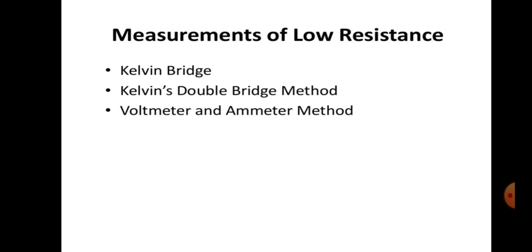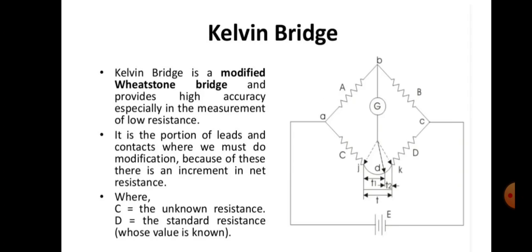Now the next point is measurement of low resistance. Low resistance can be measured by using these three methods: Kelvin bridge, Kelvin's double bridge method, and the voltmeter and ammeter method. From these, we are going to see the Kelvin bridge and the voltmeter ammeter method. So the first one is the Kelvin bridge.